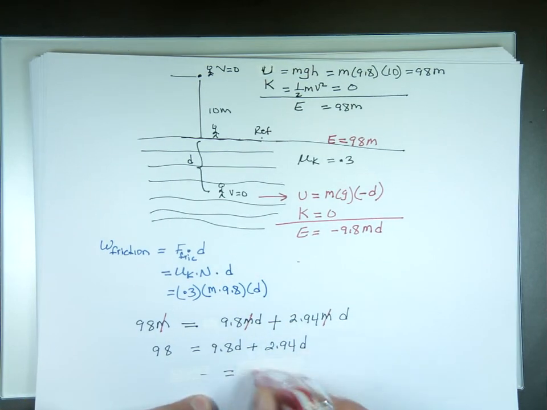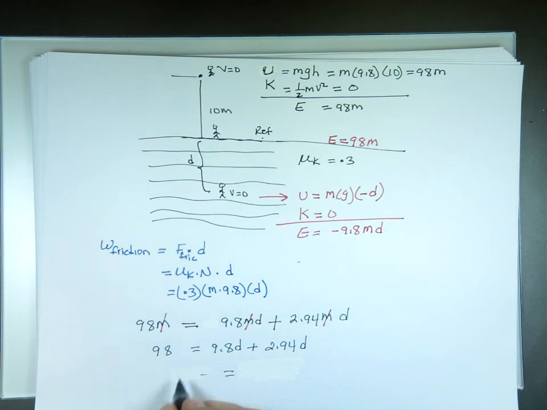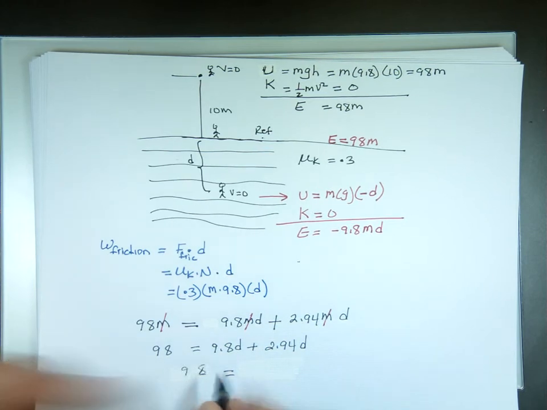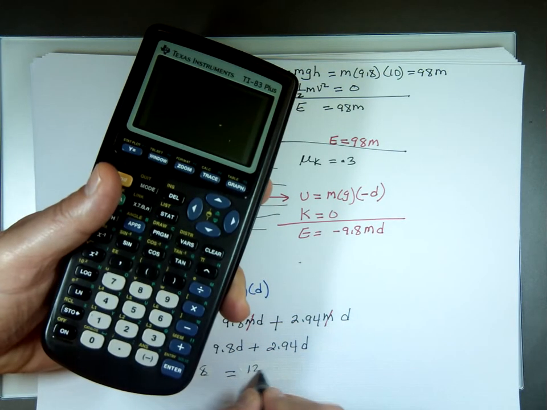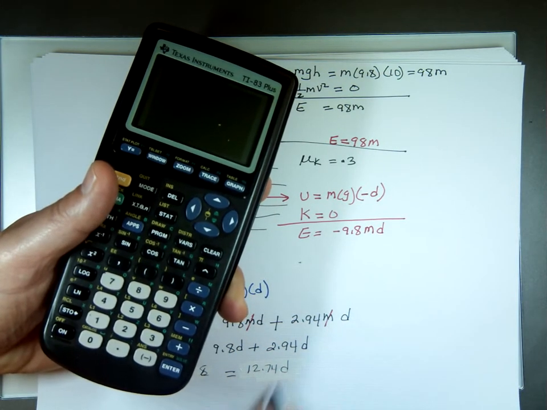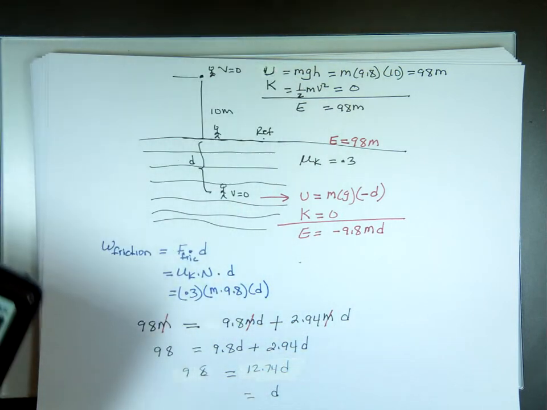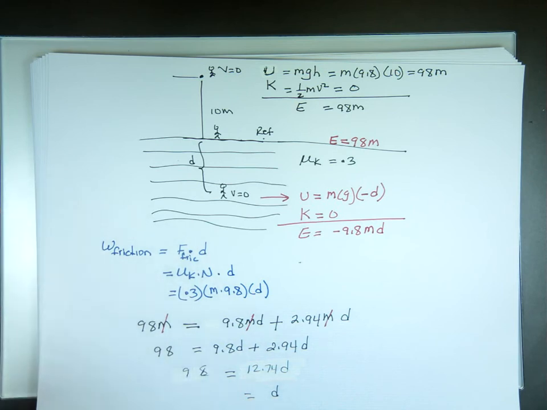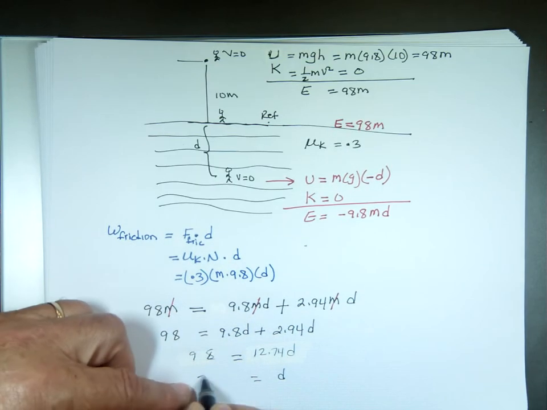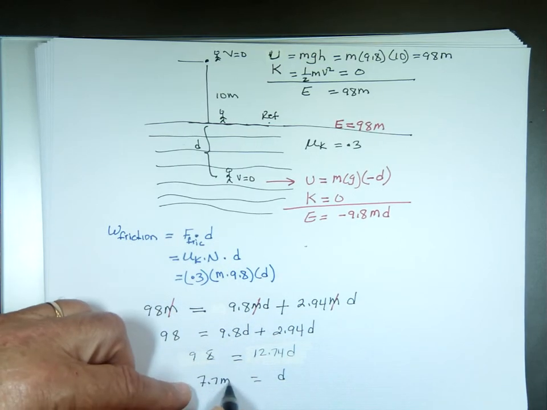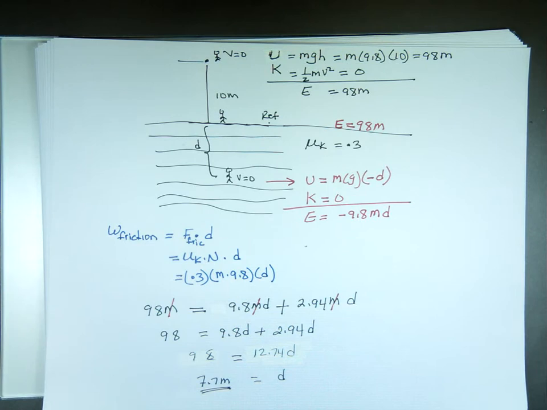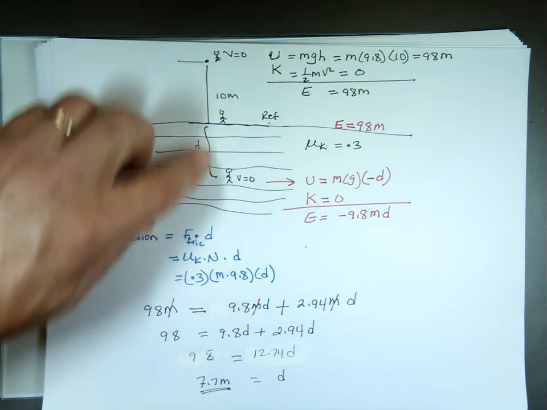Get too excited. 98 m equals 12.74 d. d equals what? 98 divided by 12.74. The pool has to be 7.7 meters deep, to make sure the person actually stops before they hit the bottom of the pool.